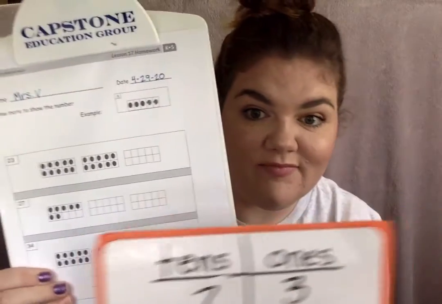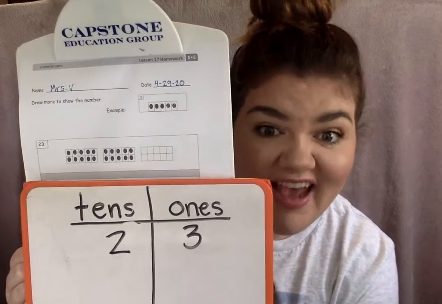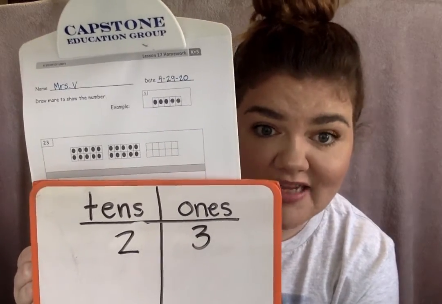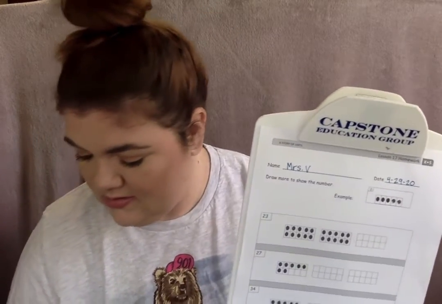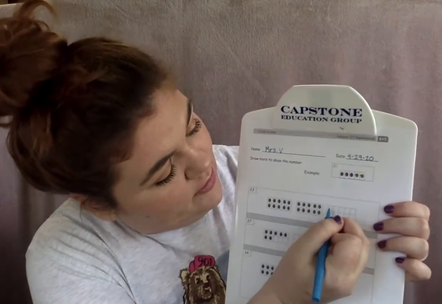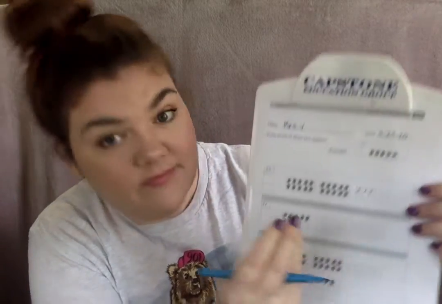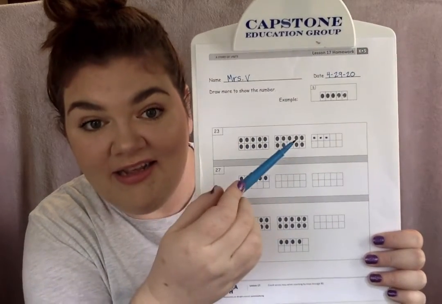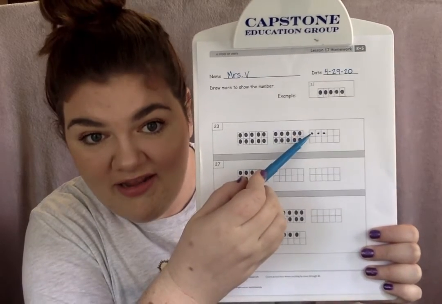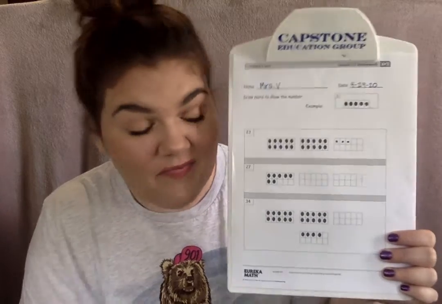So if we're looking at our worksheet, what do we need to add? What do we need to add? Yeah, we need to add some 1s because we have our 2 10s already. We need to add our 1s. Yep, so I'm going to grab my pen and I'm going to create 3 ones. So now let's count. I have 10, 20, 21, 22, 23. I made 23. There we go.